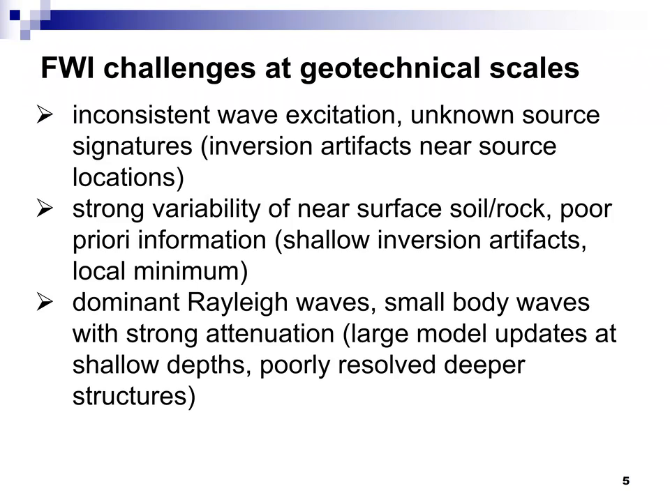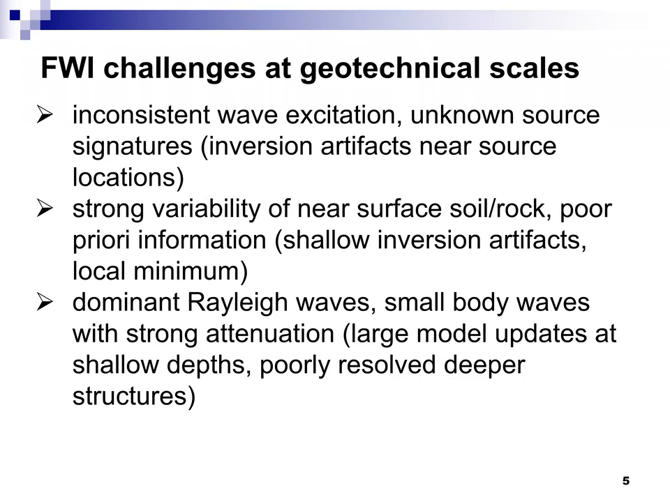So inconsistent wave excitation and unknown source signature produce inversion artifacts near the source location, within the first few meters around the source. We often see variable soil and rock in the first few meters, and coupling with the poor prior information in the initial model will generate shallow inversion artifacts or local minima. So we see a lot of anomalies in the first 5 meters, but we don't see anything deeper than that.